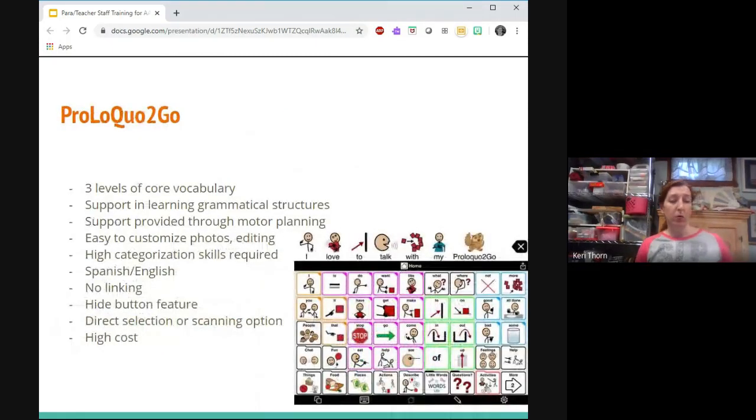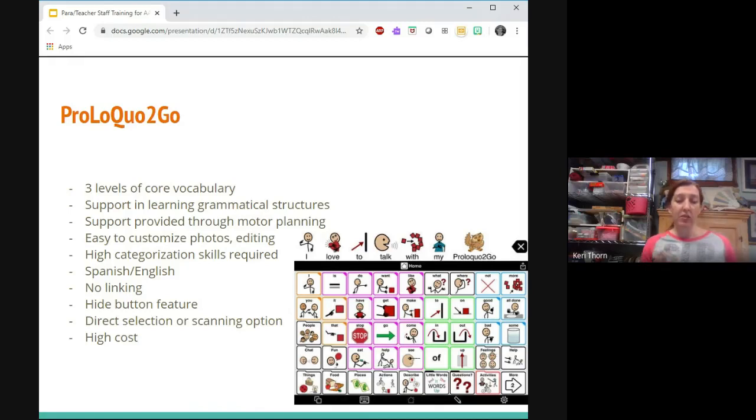The next app is called Proloquo to Go. This was pretty much the first big communication app out on the market. It was invented by a parent and not a speech therapist. Not to knock the parents, but it wasn't necessarily designed with language development in mind. Over the years, they have modified it, and it looks a little bit more like some of the other apps you see out there. My opinion, it's a little bit harder to program, so it's not as easy as some of the other ones. But we do have students who have it, and if they have it, we work with it, and we make it work for them.